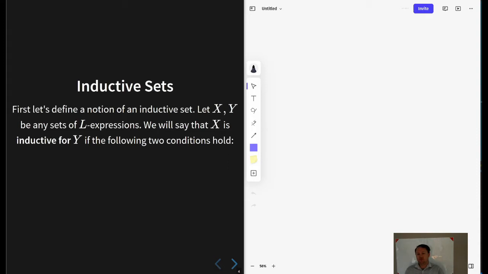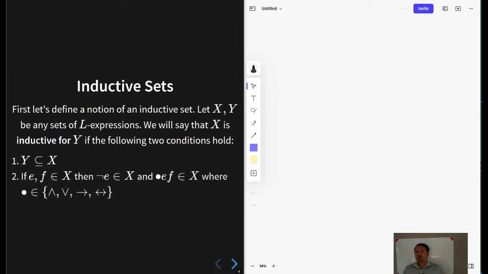we're going to define this notion of an inductive set, or for my purposes here, more particularly, we're going to define what it is if X is a set of L expressions, Y is another set of L expressions, what it is for X to be inductive for Y. It's going to have two conditions. First, Y must be a subset of X. Second, X must be closed under all of the connectives.